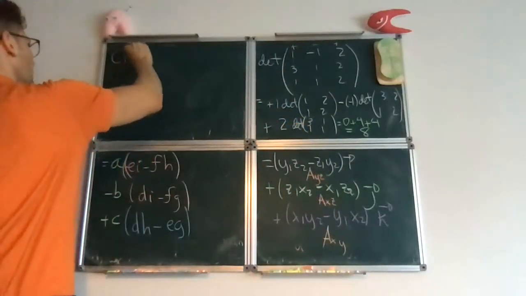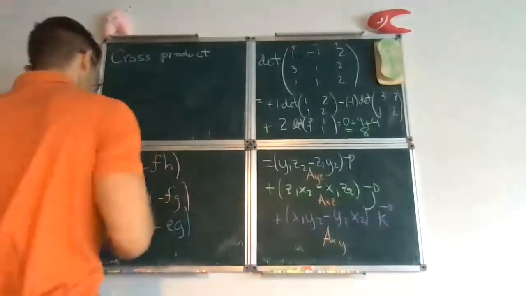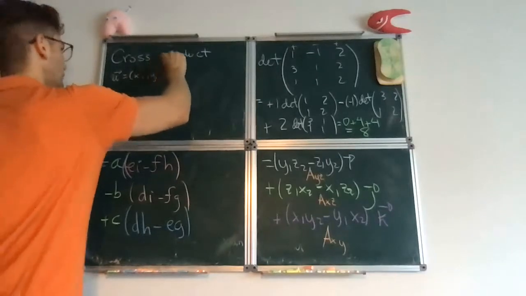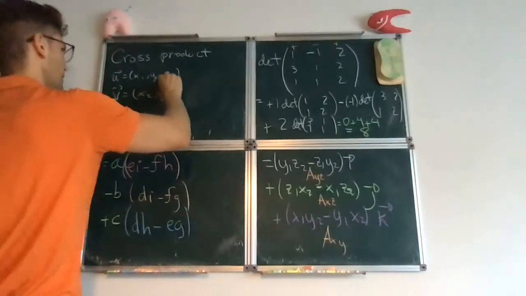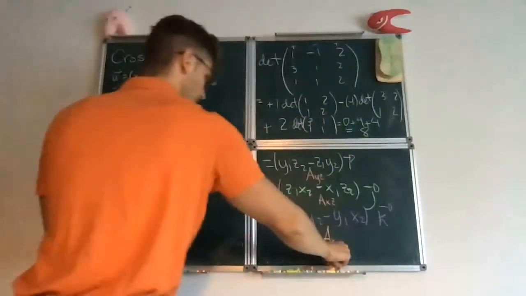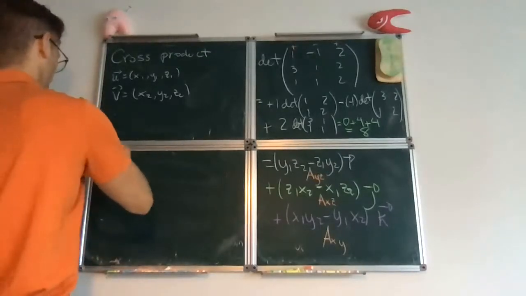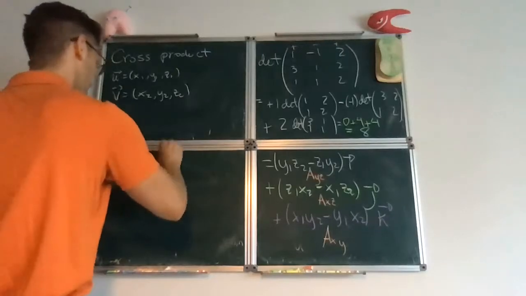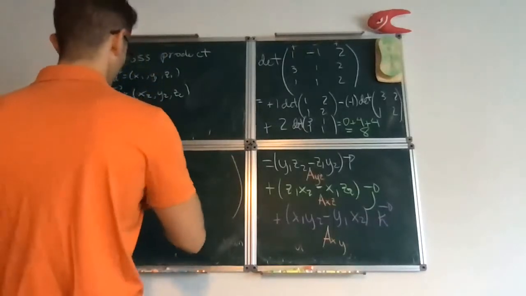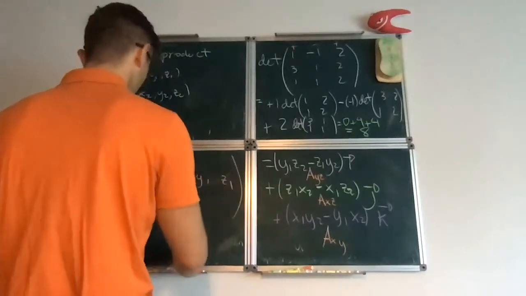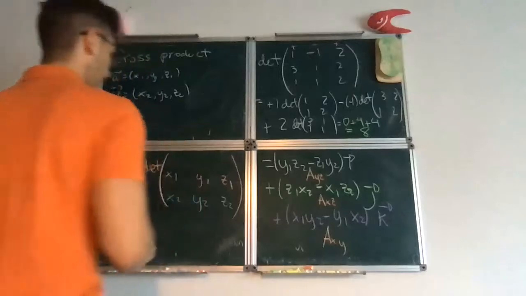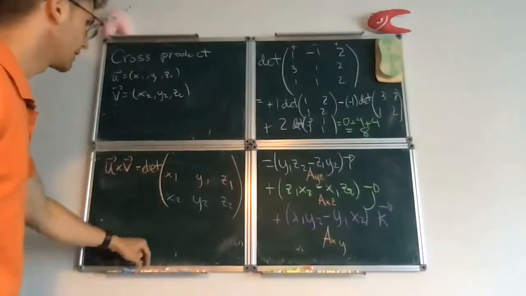This is somehow a bit formal, but the idea is that if you want to do the cross product of two vectors, x1, y1, z1, and x2, y2, z2, then the cross product u cross v can be computed by creating a 3 by 3 matrix where you will put the first vector in the second row, the second vector in the third row, and the unit vectors I, J, and K in the first row.